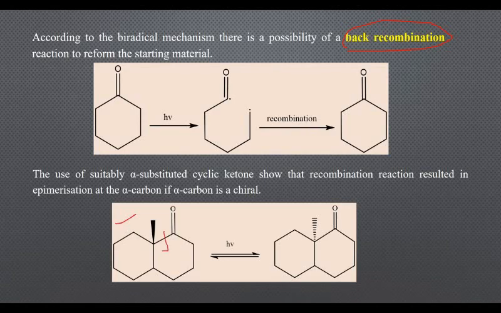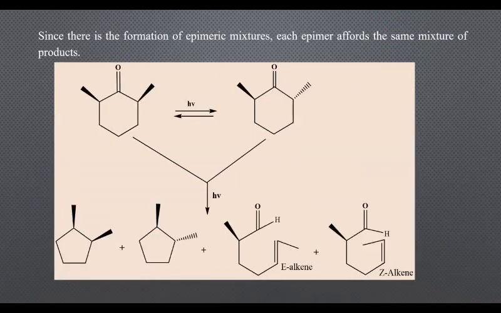and this bond is broken, and after recombination the epimer is formed. Here this methyl group is out of the plane, and here this methyl group is into the plane. And that is the epimer of the reactant that is formed, which proves that the recombination takes place. Here is another example.